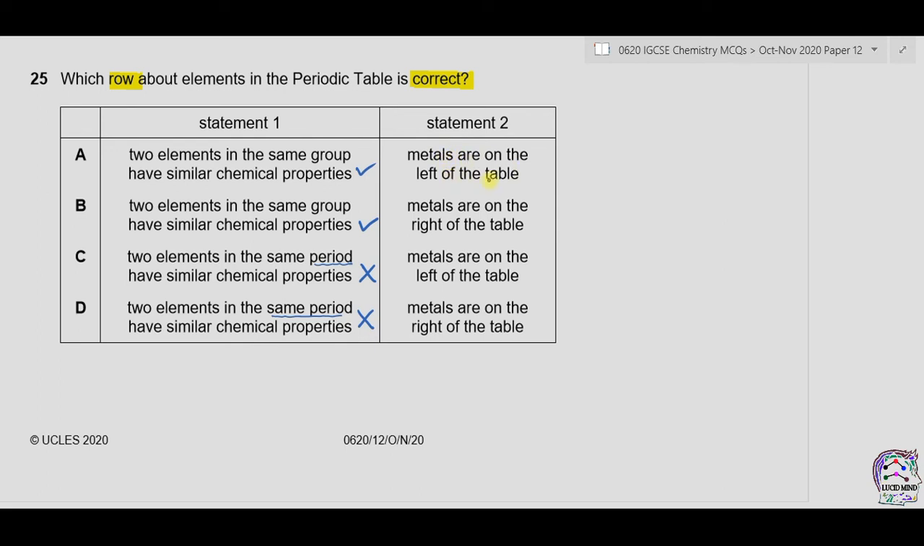Now moving to statement 2. Metals are on the left of the table. This is the correct statement because metals are on the left of the periodic table while non-metals are on the extreme right of the periodic table. B is metals are on the right of the table. This is incorrect. C, metals are on the left of the table, and D, metals are on the right of the table. So statement 1 and statement 2 both are correct in option A.